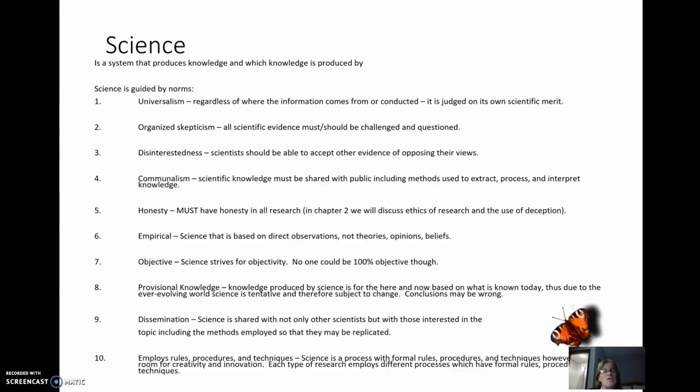The norms of science are universalism, organized skepticism, disinterestedness, communalism, honesty, empirical, objective, provisional knowledge, dissemination, and the employment of rules, procedures, and techniques. Each of these in their own way helps us to better understand how to gain evidence, how to understand that evidence gained, and using a process of finding that evidence and interpreting that evidence.